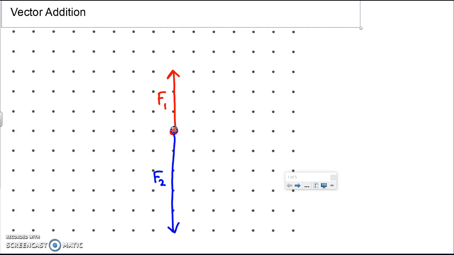So if we have up 3 and down 5 and we add those two together, we oftentimes will draw what's called the sum vector as a dotted vector, and the sum in this case is down 2. Does that make sense? So up 3 would be positive 3, down 5 would be negative 5. So if you add those together, the result is negative 2. That's how we get that sum vector there.